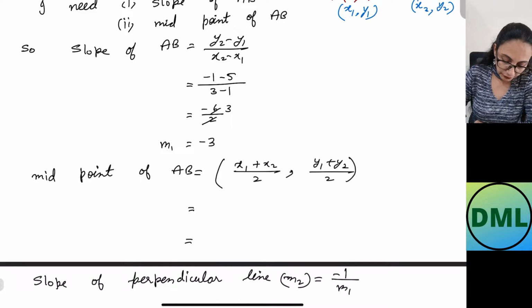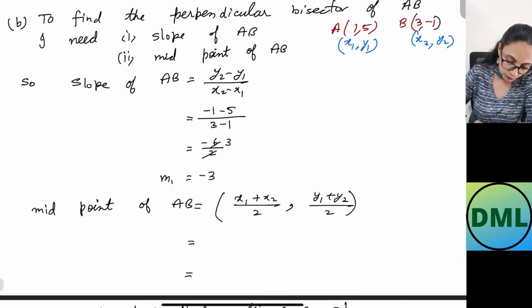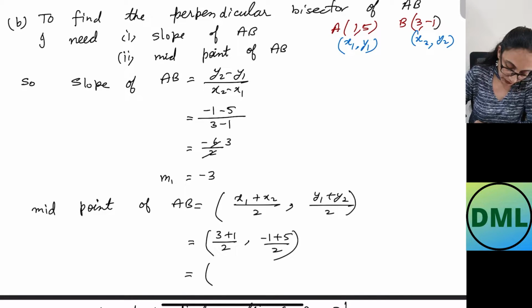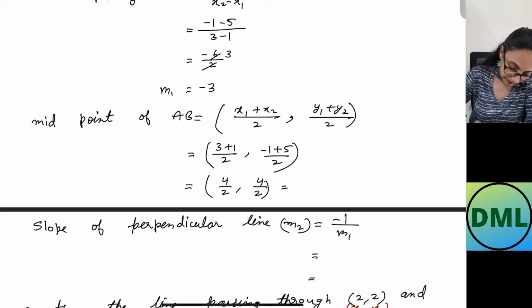Now the midpoint of AB is given by (x1 + x2)/2 and (y1 + y2)/2. So that equals (3 + 1)/2 and (-1 + 5)/2. So it will be 4 over 2 and 4 over 2. So that will be equal to (2, 2).